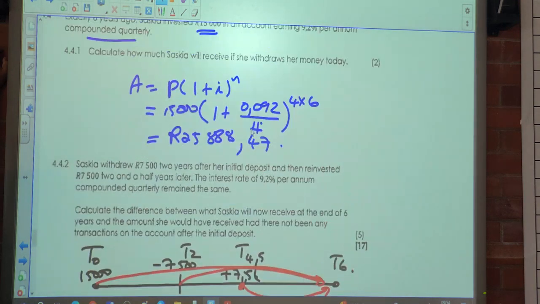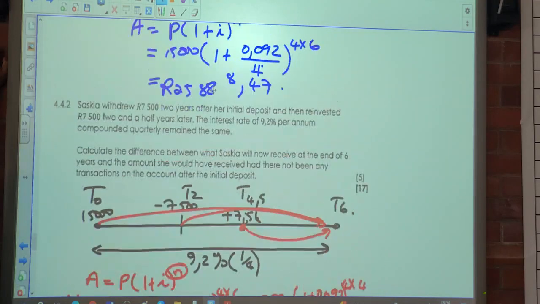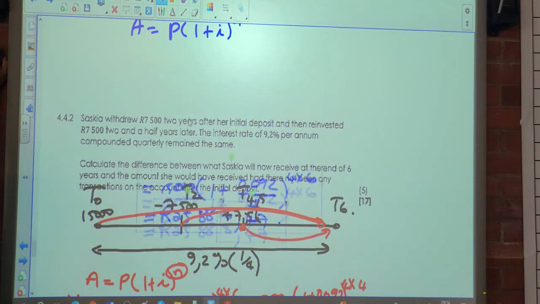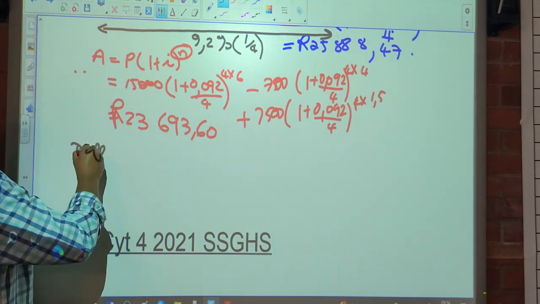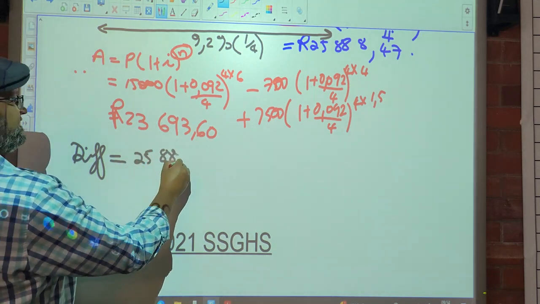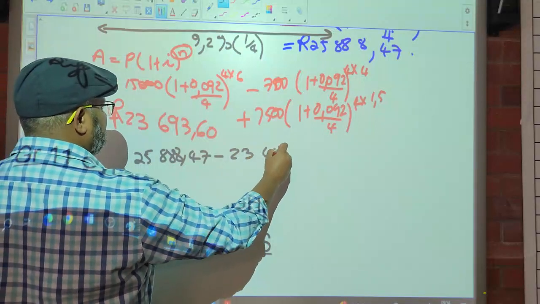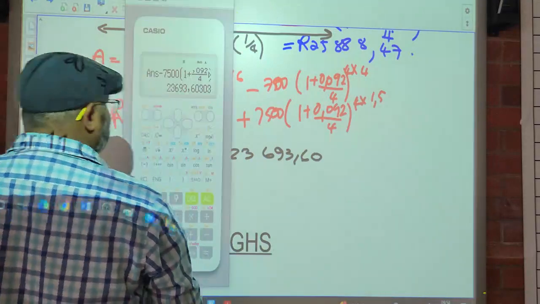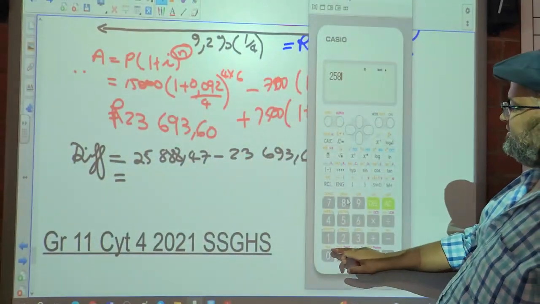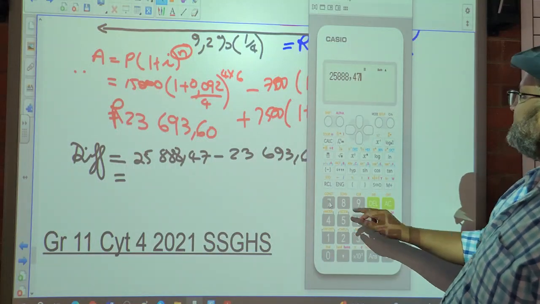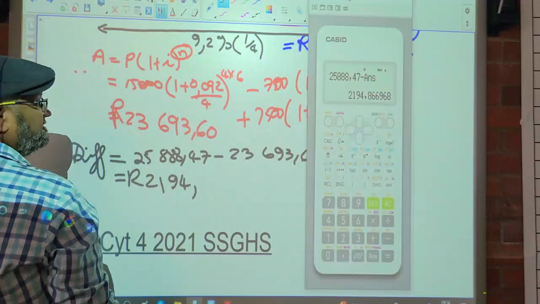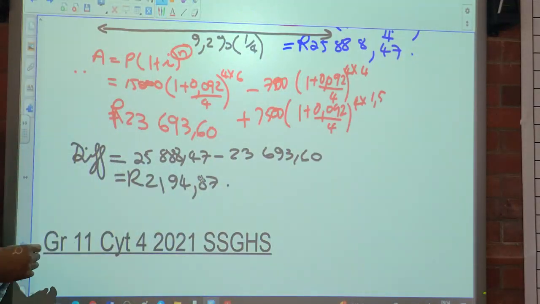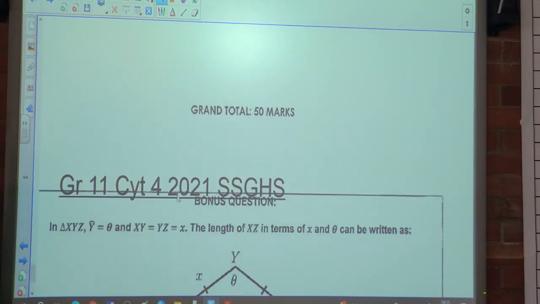Okay. So what is the difference? The shortfall, the difference, is going to be 25,888 rand and 47 cents minus 23,693 rand and 60 cents. Okay, so that gives us 25,888 rand and 47 cents minus the previous answer calculated. It made a difference of 2,194 rand and 87 cents. Okay. Any confusion there? No? That brings us to a grand total of 50 marks.